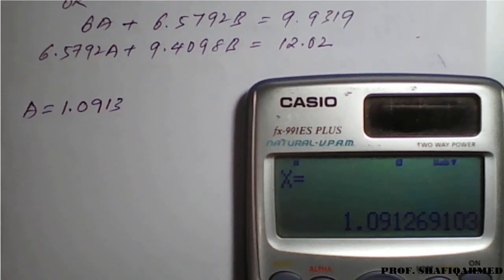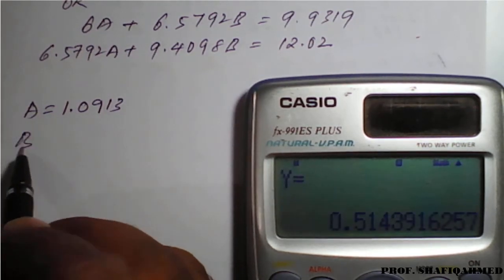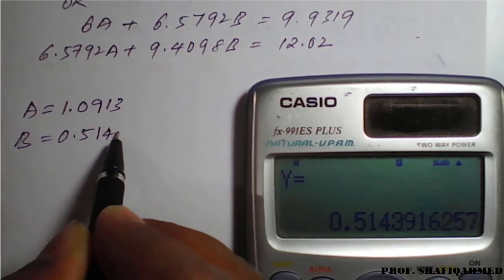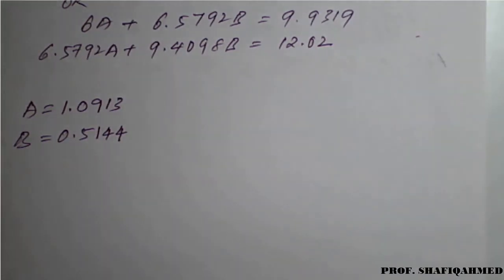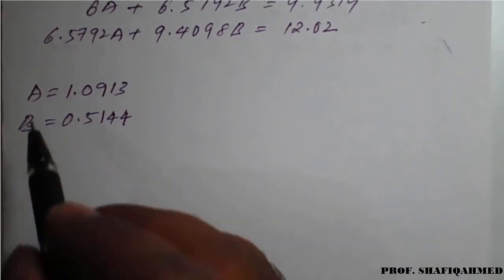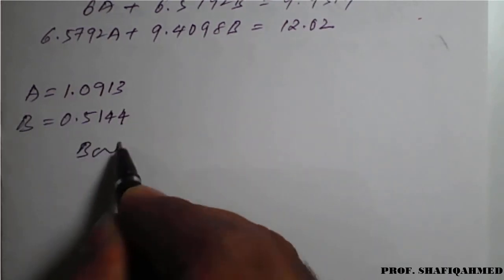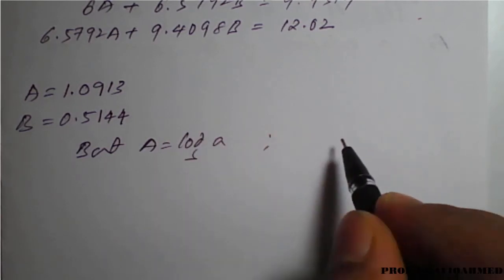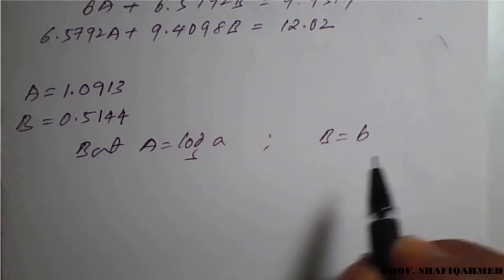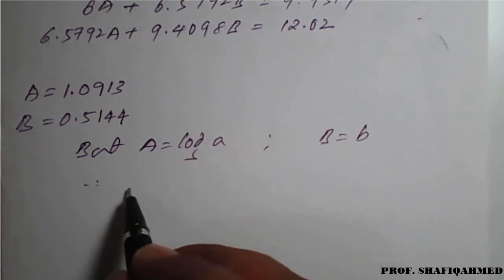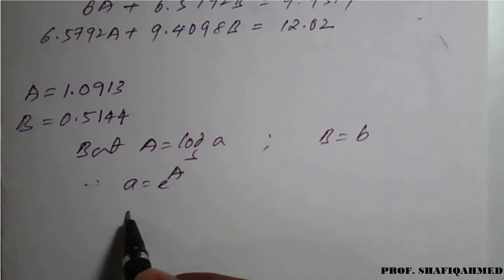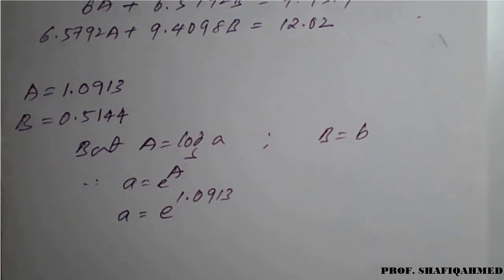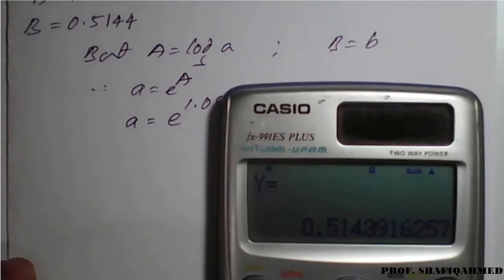Then we get the capital A value, which is 1.0913, rounded. One more time if you press the equal sign, we get the capital B value, which is 0.5144. So we got the values of capital A and B. But capital A is log of small a, and capital B is small b. Therefore small a will become e raised to capital A, that is e raised to 1.0913.